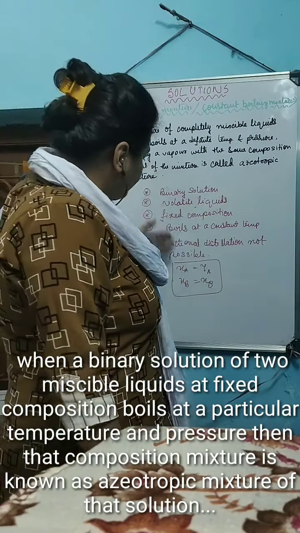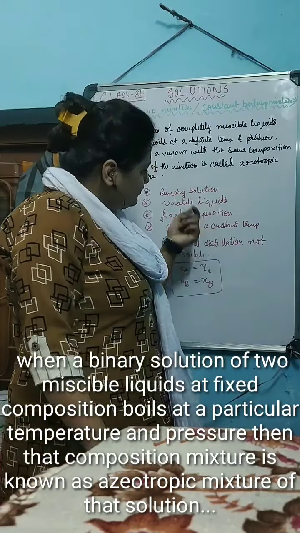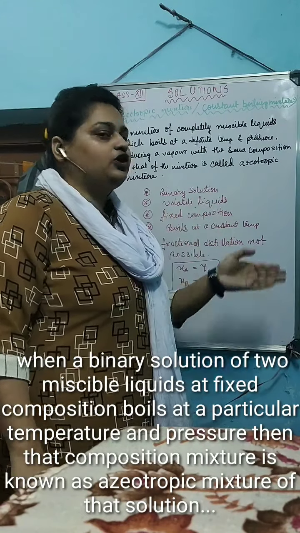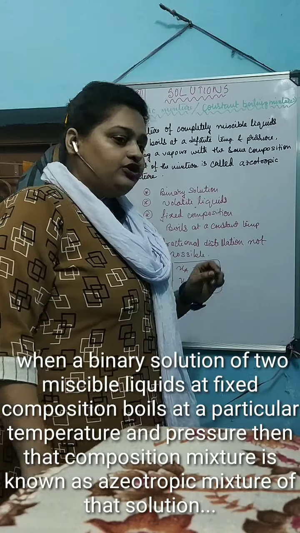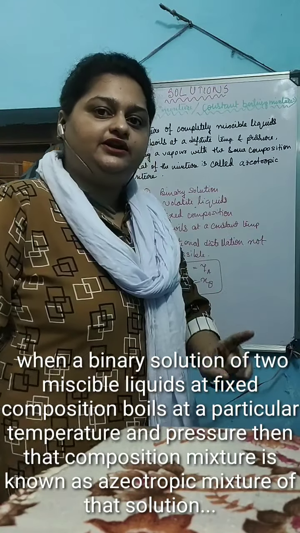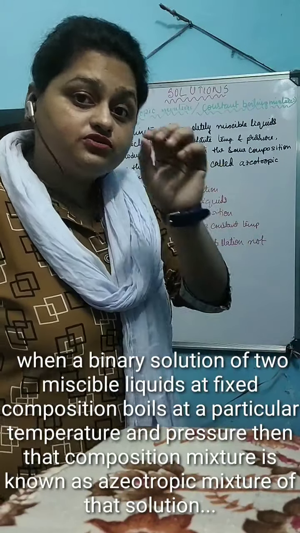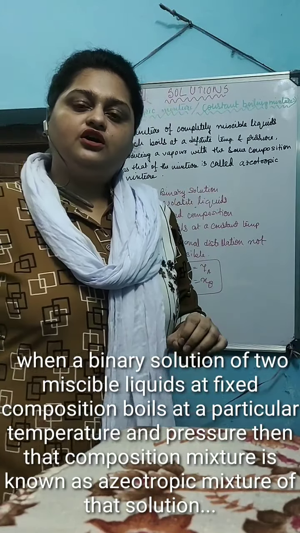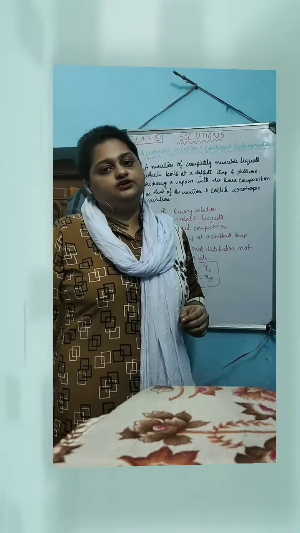Therefore, by definition, each point that I have written gives the definition. A binary solution made by mixing two volatile liquids at a particular fixed composition only, which then boils at a constant temperature and pressure and cannot be fractionally distilled. That particular composition for that solution is known as the azeotropic mixture for the solution.